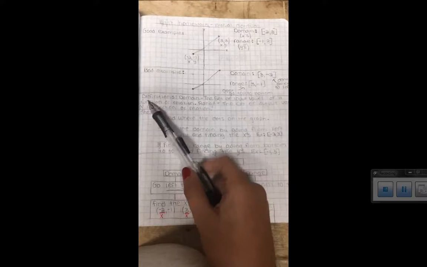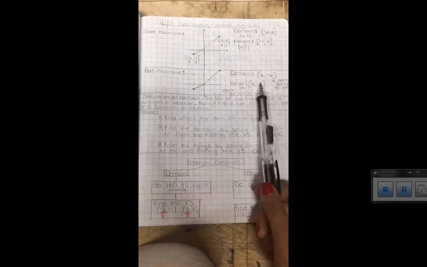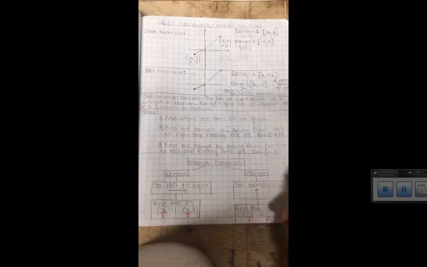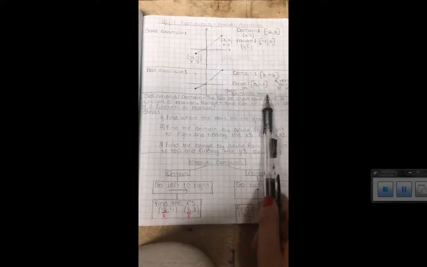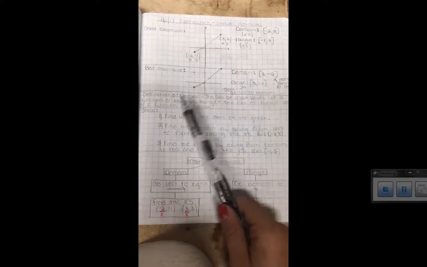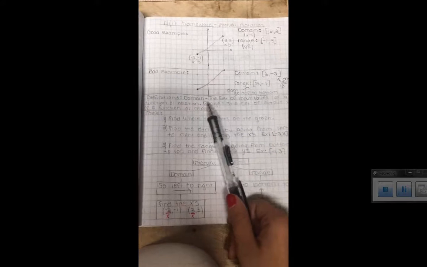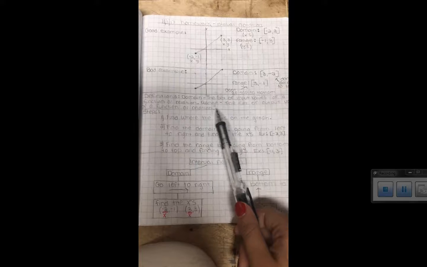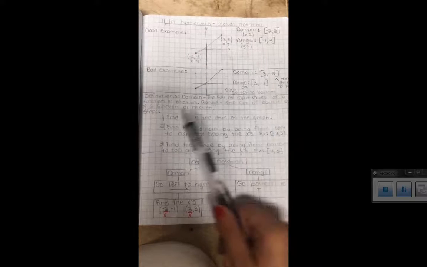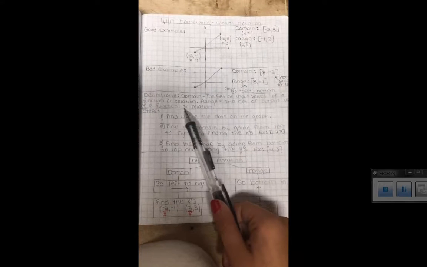For a bad example, if people get mixed up going right to left and they get the whole problem wrong, or the range top to bottom, you shouldn't do that. For a definition, domain is the set of input values of a function or relation, and range is the set of output values of a function or relation.